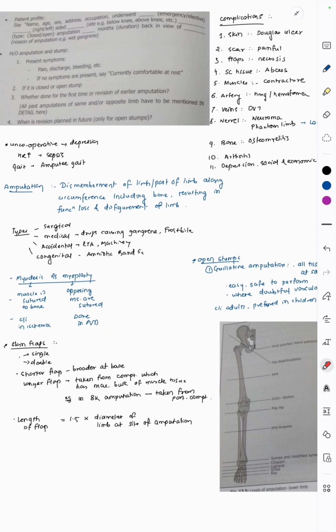Now there is skin flaps. There are single skin flap or double flap. Then shorter flap is the one that is broader at base. Long flaps are used in below knee amputation. It is taken from that compartment which has the maximum bulk.